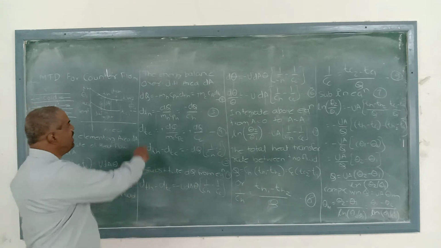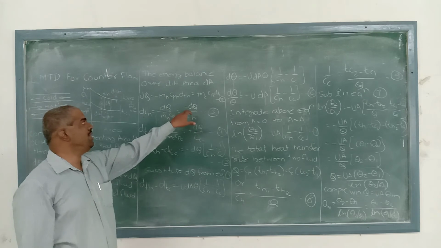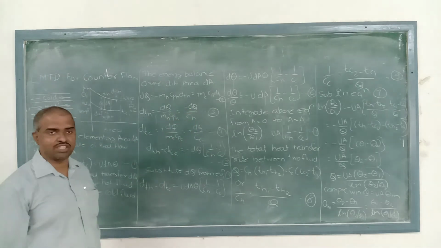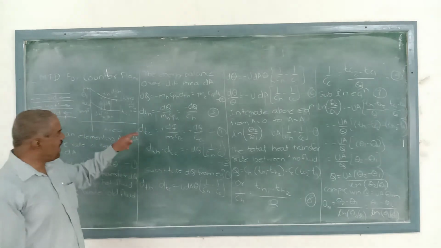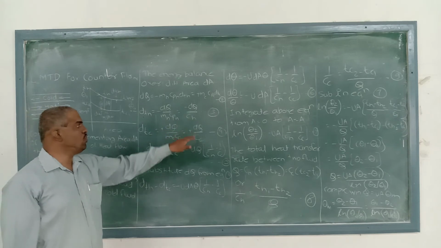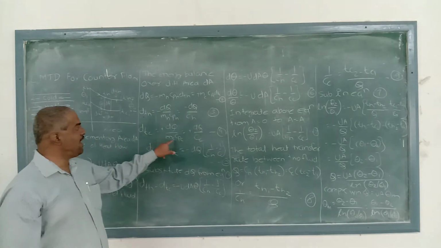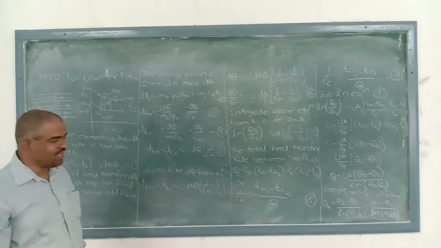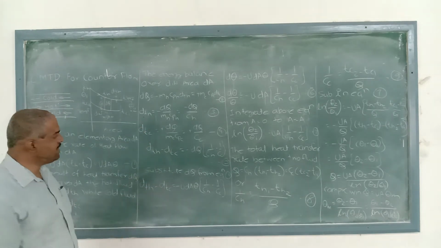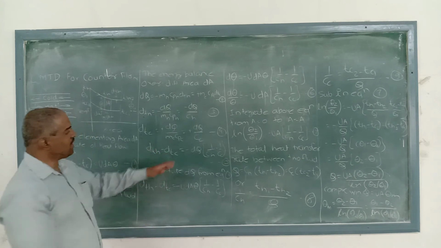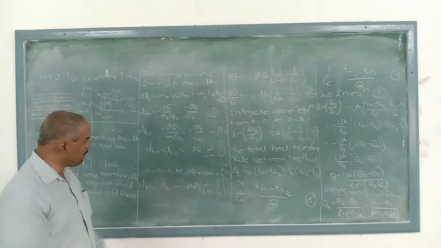Next we have calculated dTh and dTc. So dTh is equal to minus dQ upon Ch, where Ch is the heat capacity of the hot fluid, which is mH into Cph, and dTc is equal to dQ upon Cc, the heat capacity of the cold fluid, where Cc is equal to mc into Cpc. So we are getting dTh and dTc, and we take the difference between them, which is equal to minus dQ into [1 upon Ch minus 1 upon Cc].